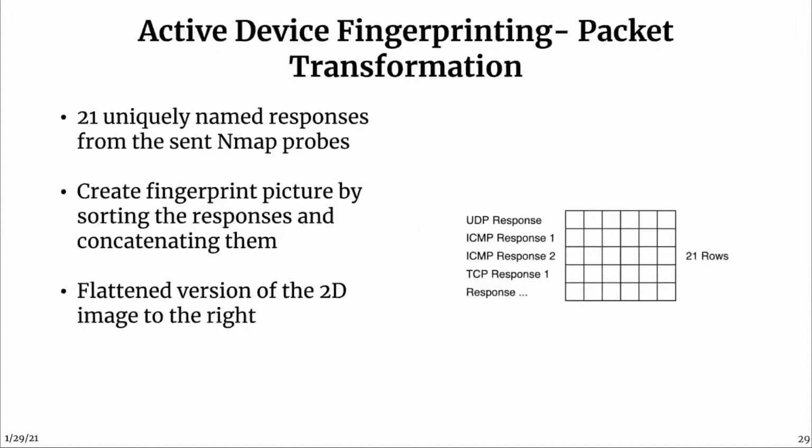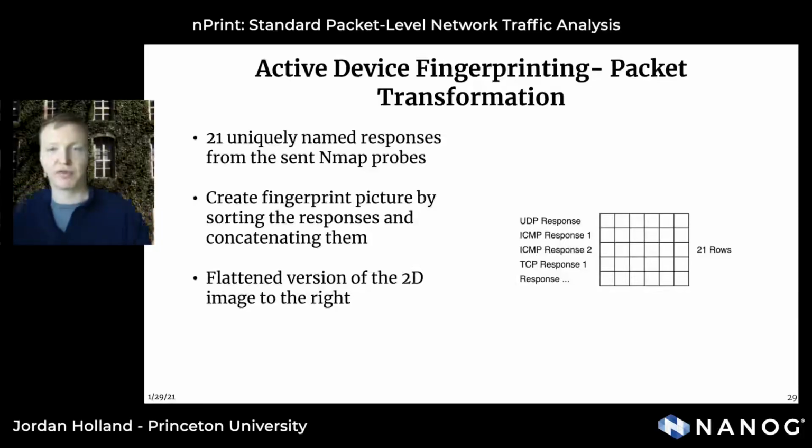So what does this look like for nPrint? Nmap sends a bunch of probes, and it gets 21 responses in our data set for each device. So we can now create our own fingerprint picture, like I talked about at the beginning, where we have a set of pixels. Now we've created our own device fingerprint that is a set of carefully aligned pixels that we can represent to a machine learning classifier. Ultimately, this is going to look like a flattened version of the 2D image to the right. So essentially, for each device, we now have a fingerprint image of its network traffic.